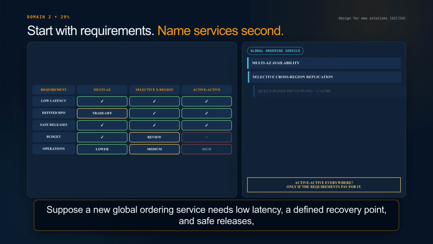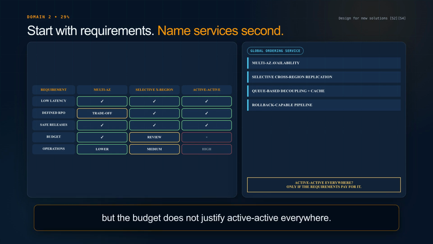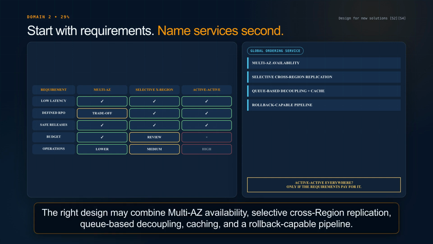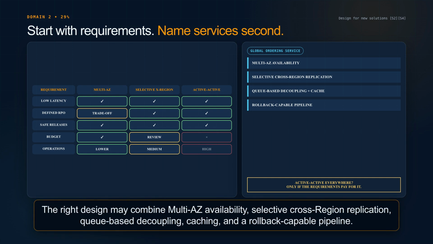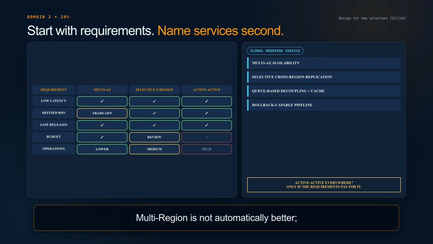Suppose a new global ordering service needs low latency, a defined recovery point, and safe releases, but the budget does not justify active everywhere. The right design may combine multi-AZ availability, selective cross-region replication, queue-based decoupling, caching, and a rollback-capable pipeline. Multi-region is not automatically better, it adds cost, consistency questions, and operational work. Study tip: build a requirement to pattern table before naming services.